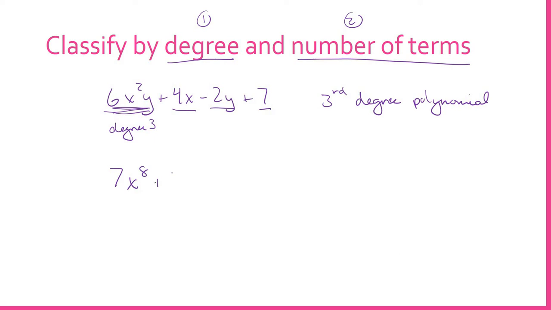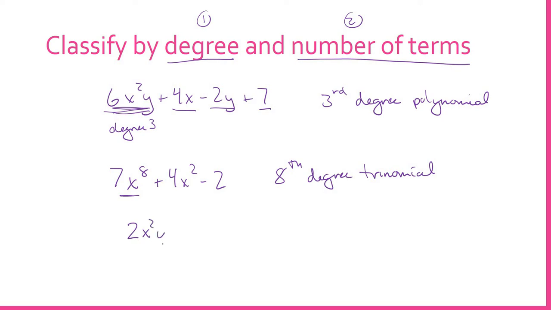7x to the 8th plus 4x squared minus 2. Again, the highest degree is here. It's an 8th degree. So this is an 8th degree. And how many terms? 3 terms. So I'm going to call it a trinomial. Okay. We'll do one more.